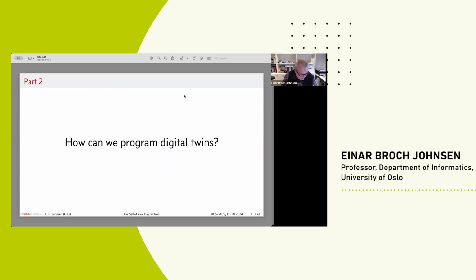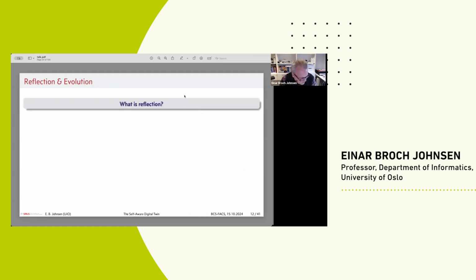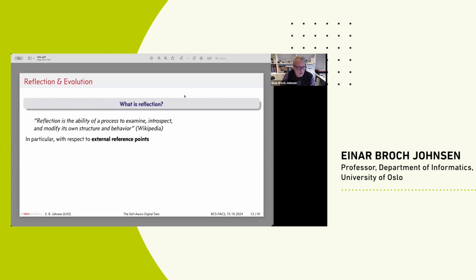This is a problem we are trying to address and we are exploring, and I will not say we have the final word on the matter, but I'll tell you where we are. So our approach to this problem is based on reflection. And now maybe some of you are familiar with reflective programming, but if not, believe me that it can be a bit tricky. What is reflection? Well, it's the ability of a process to examine, introspect, and modify its own structure and behavior. And in particular, we are interested in how the digital twin can examine its configuration and behavior and modify it with respect to external reference points.